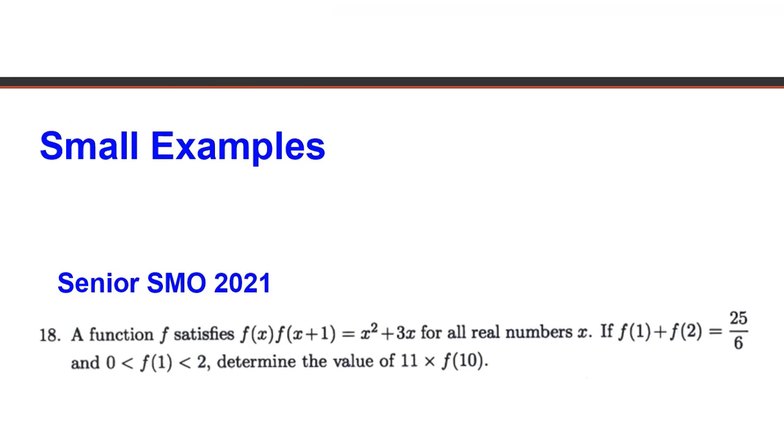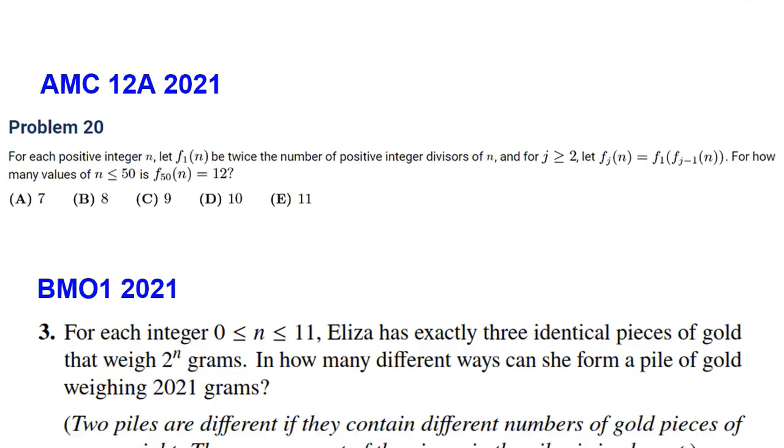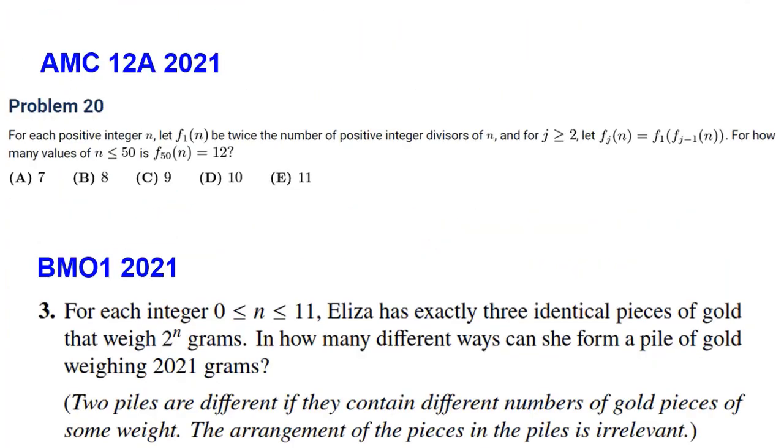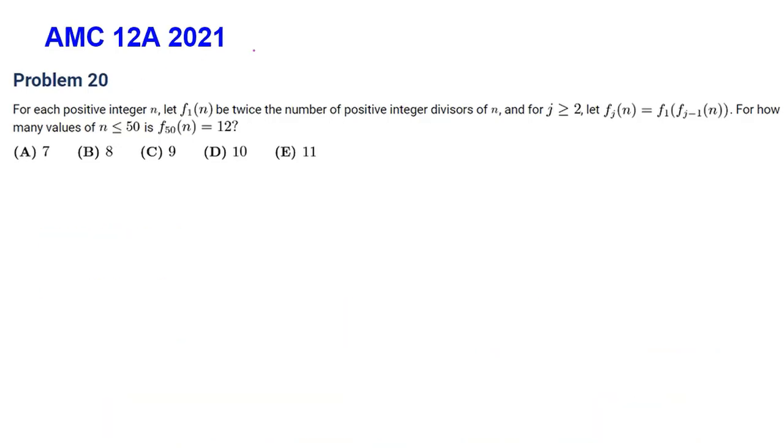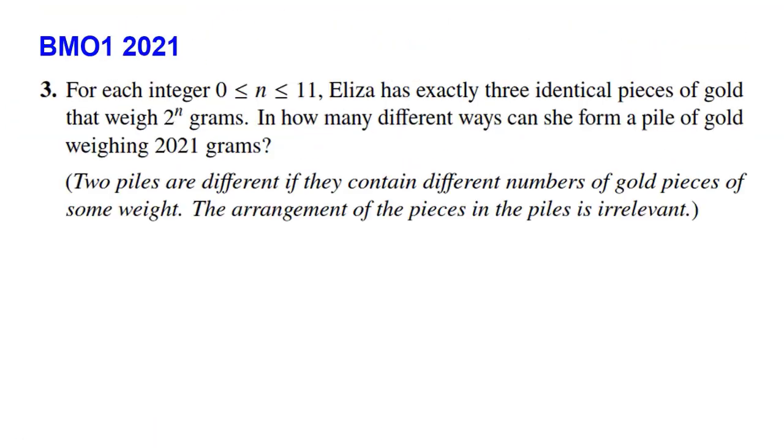And let's consider next one, a small example. You can consider this problem of SMO 2021 with the previous videos I released, and these two problems of AMC and BMO. For junior SMO, I released a video preparation for that review, junior SMO 2023. In that video, I solved this problem with exactly small examples. We can use that video to solve this. Let's solve this problem from BMO.